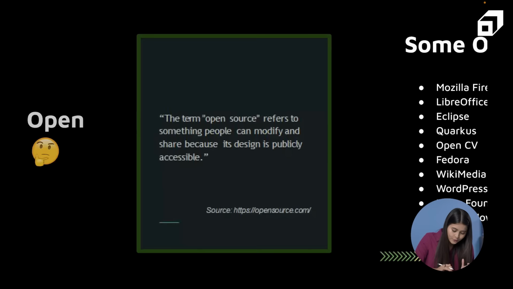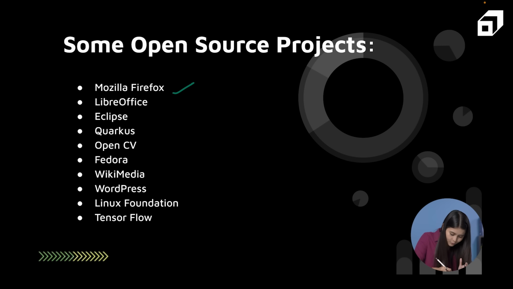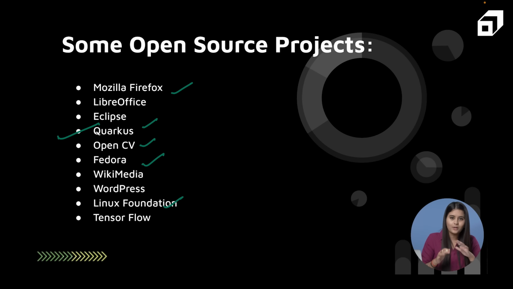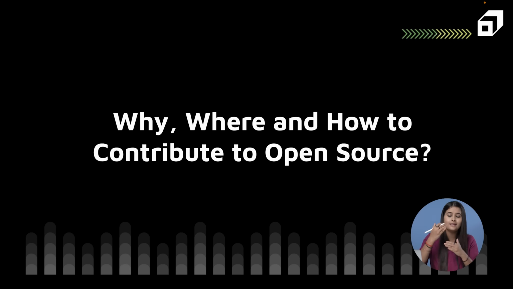So these are some open source project examples: Mozilla Firefox, Quarkus, OpenCV, Fedora, Linux Foundation, etc. I'm currently contributing to Quarkus as well, and contributing to a big open source project might be a bit difficult in the very beginning, but once you get used to it, it will become easy. And I'm here to help you figure out how to make your first pull request and how to get started with it. And for GSoC specifically, I'll help you understand how you can choose the right organization or project. So this is a very common doubt: why, where and how to contribute to open source.